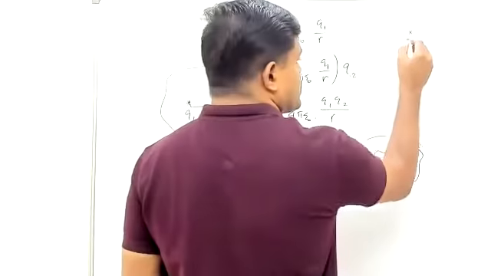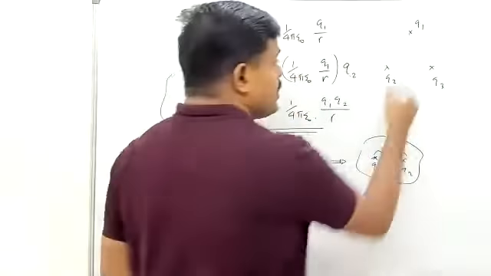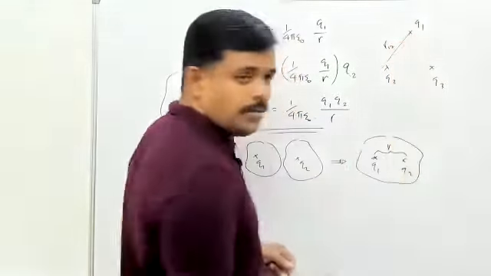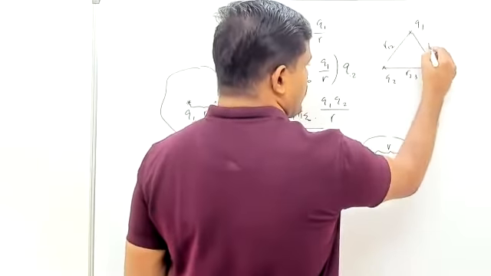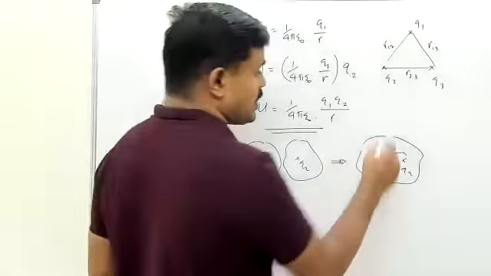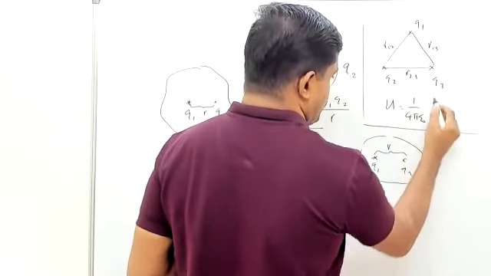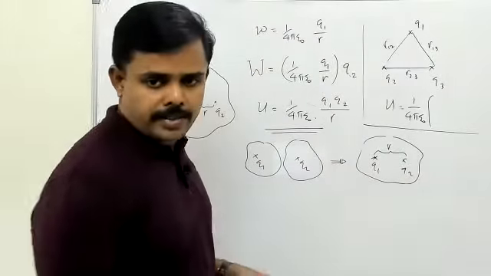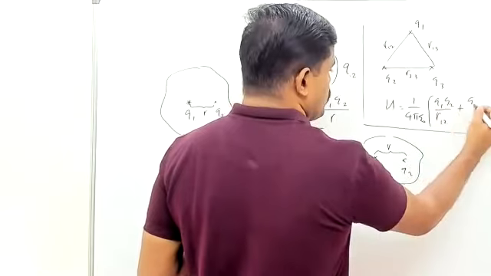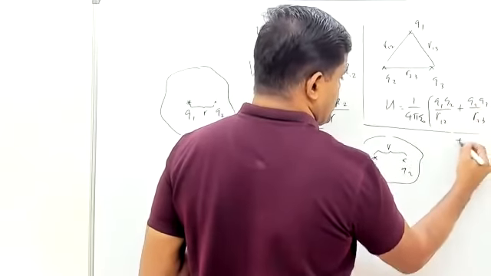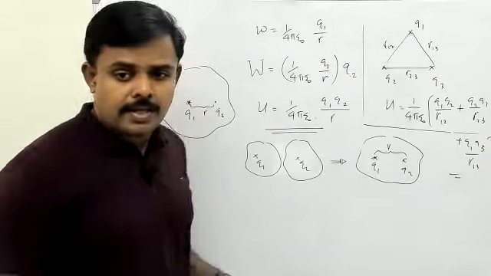If it is a three particle system like this, Q1 Q2 Q3, where the distance between 1 and 2 is R12, distance between 2 and 3 is R23, distance between 1 and 3 is R13. In such a case, the potential energy is given by 1 by 4 pi epsilon 0 (that is common), then you take them in the cyclic order: Q1 Q2 by R12 plus Q2 Q3 by R23 plus Q1 Q3 divided by R13. That is how you find the potential energy of a three particle system.